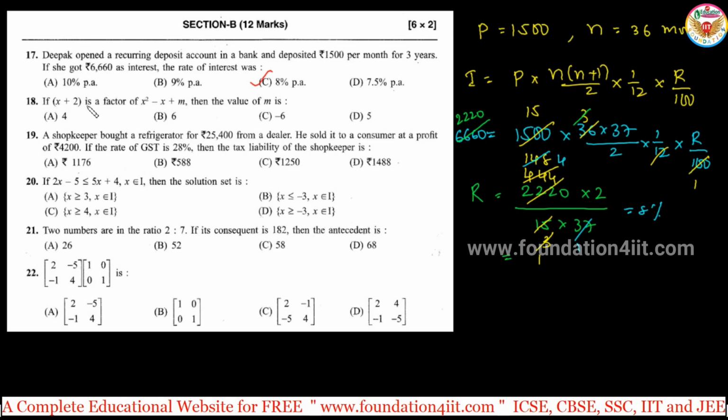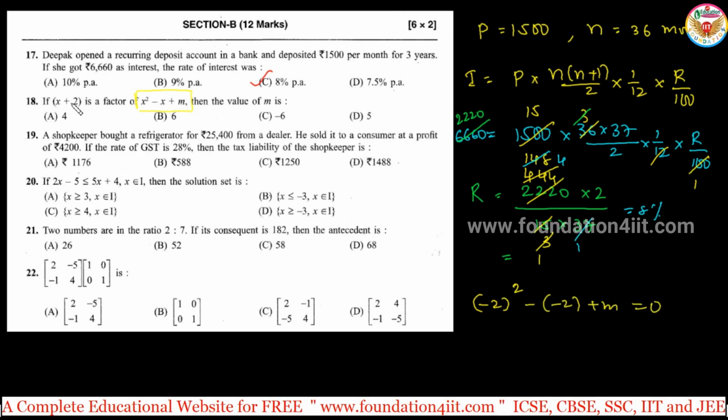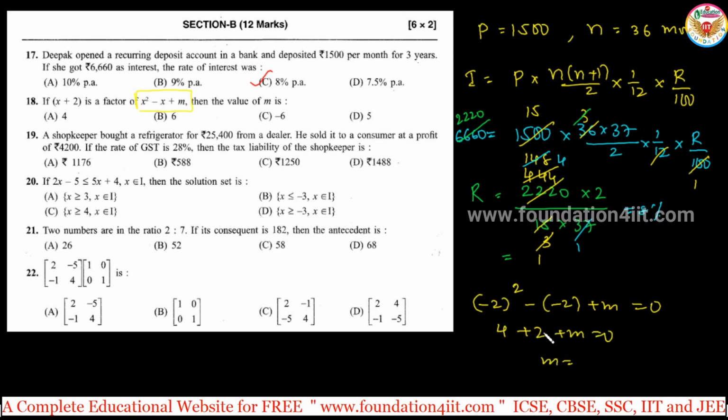Next one: x plus 2 is a factor of x square minus x plus m, then the value of m. X plus 2 is a factor. So x is equal to minus 2, substituting this directly. X is equal to minus 2. So minus 2 square minus again minus 2 plus m, that is equal to 0 because x plus 2 is a factor. Minus 2 whole square, so 4 minus minus 2, plus 2, plus m is equal to 0. Then m is equal to 4 plus 2 is 6. Take the side, minus 6. So minus 6 it is.